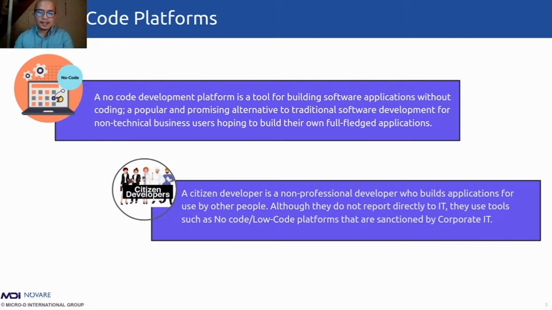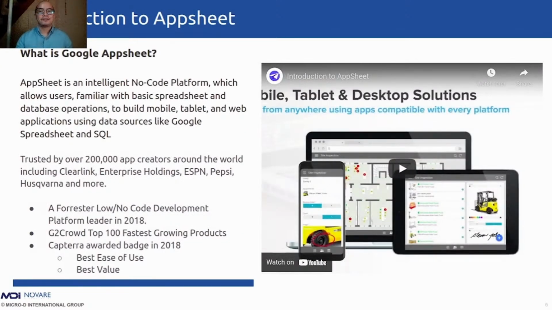Okay, now, syempre, what do we call the developers who create applications on this no-code platform? So they are called the citizen developer. Now, they build applications by taking advantage of the no-code platforms, and they don't actually report directly to IT. Okay, they use this platform being sanctioned by the organization. Okay, so for example, si AppSheet. Alright, so for the introduction to AppSheet, let's watch this 3-minute video to have a very quick but informative introduction about AppSheet.